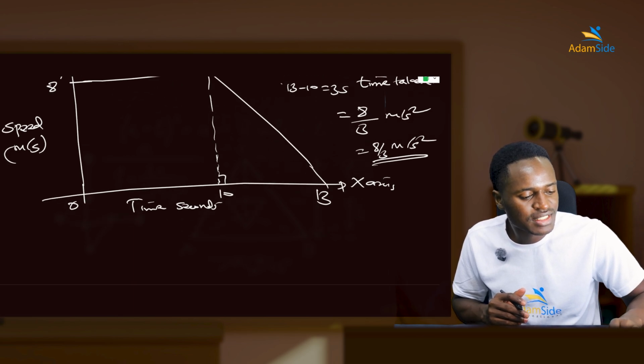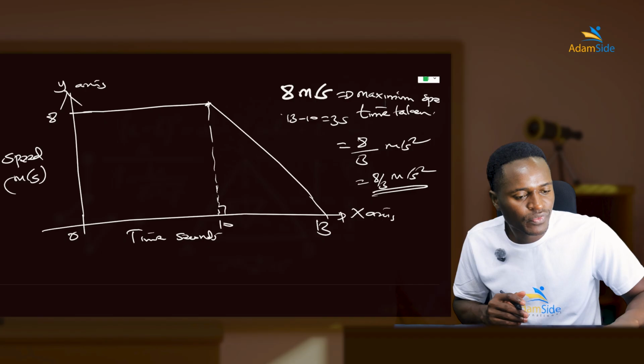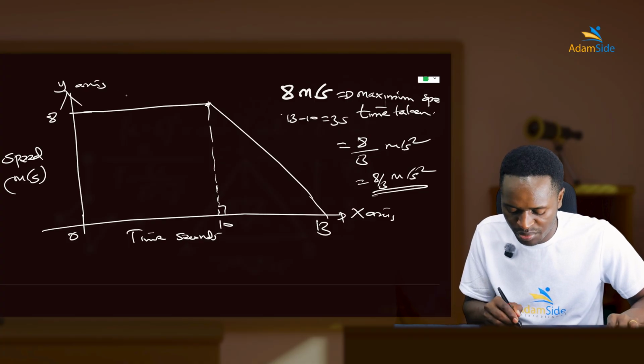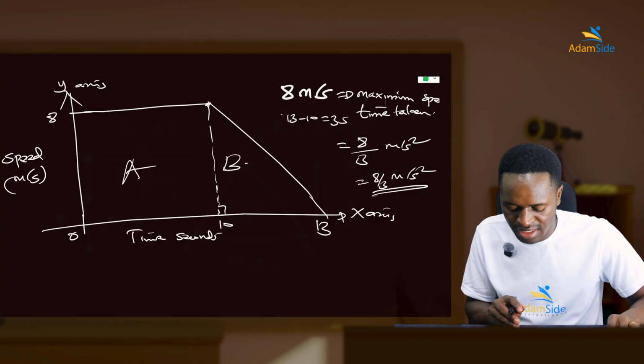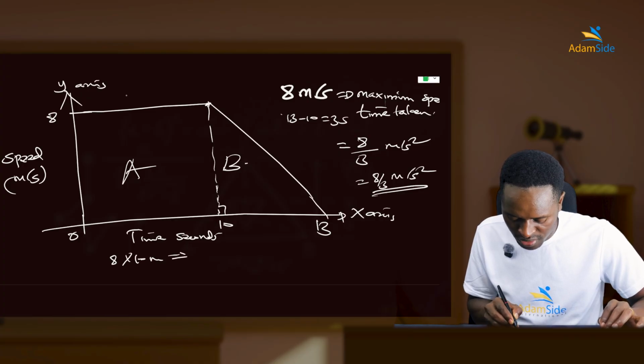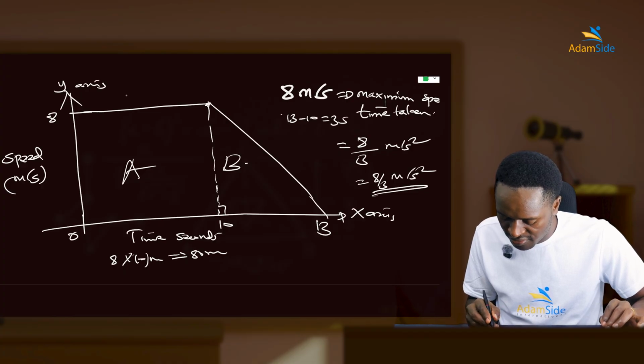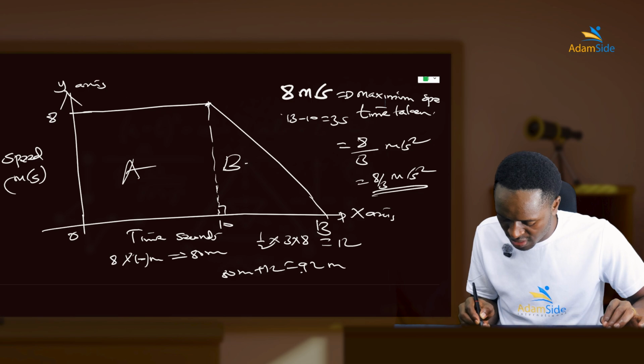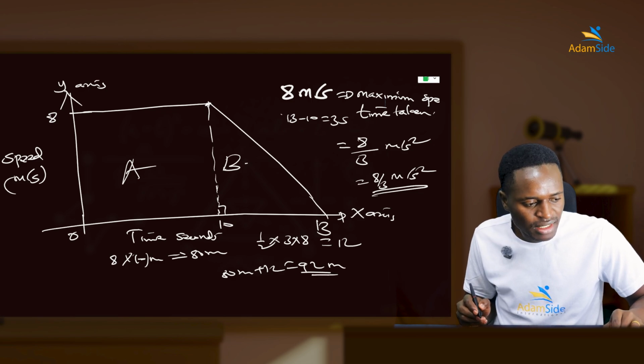And then if they ask for the total distance covered, it is simple. Find the area of this shape, A and B. This is a rectangle, which is 8 times 10. So we find the total distance is 8 times 10 meters, in total 80 meters. And then find the area of this one, a half times 3 times 8, which is 12. So 80 meters plus 12 is 92 meters. That's the total distance covered by this car.